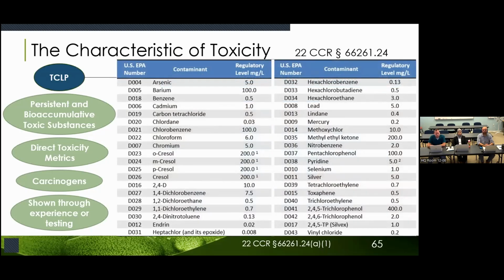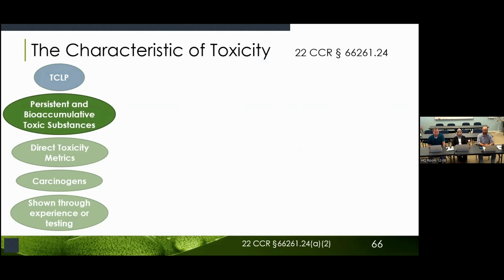Here's a list of toxic chemicals that we look for in the TCLP extract and their regulatory thresholds. If one or more of these chemicals' concentrations in the extract is equal to or over its threshold, then the waste is a RCRA hazardous waste, unless excluded. All the rest of the ways that a waste can exhibit the characteristic of toxicity are non-RCRA criteria, including the next one, the persistent and bioaccumulative toxic substances.